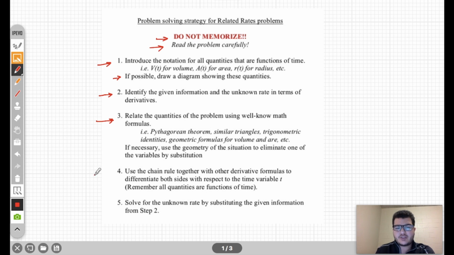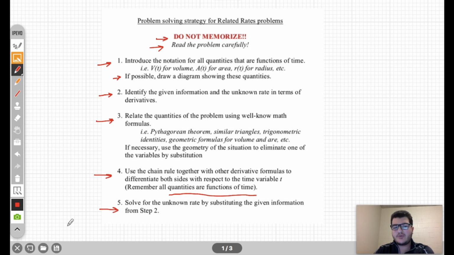After that, we're going to use the chain rule. And why are we using the chain rule? Because all the quantities are functions of time. And we know from the chain rule, whenever I'm taking the derivative of a function, whether it be with respect to x or whether it be with respect to y, I'm going to get a rate associated with it or a chain associated with that derivative. After you use the chain rule, along with other derivative formulas, we're going to solve for the unknown rate by substituting the given information that was given.